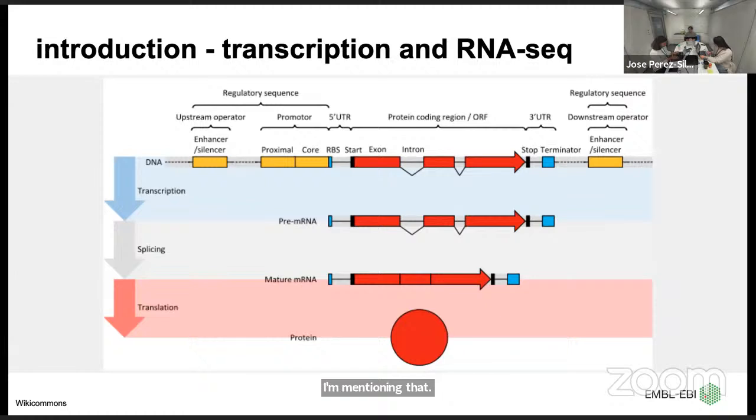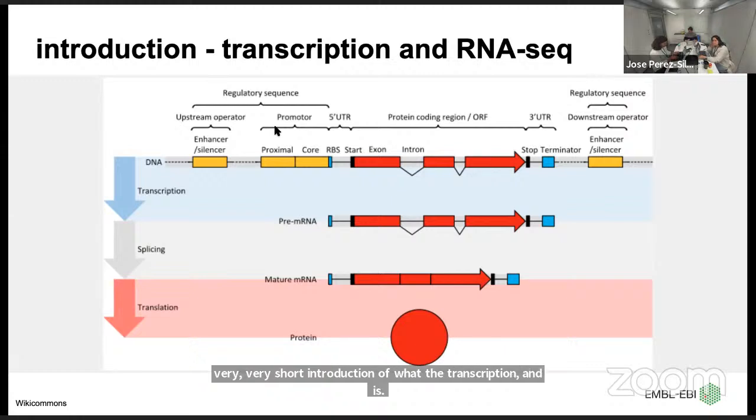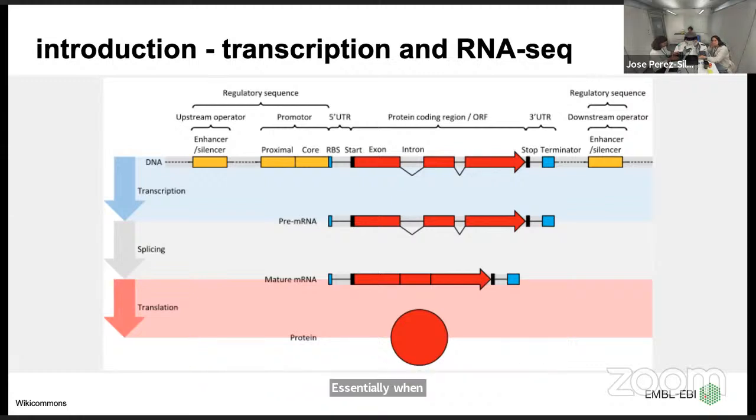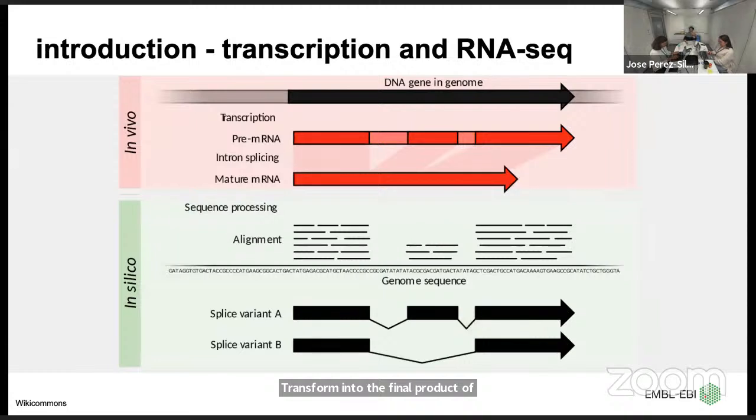So I don't want to waste much time here, but just in case someone is from more of a computational background, a very short introduction of what transcription and RNA-seq is. Essentially, all the biological information is packed into our genome, which is read and transcribed into messengers that eventually get processed and transformed into the final product of our genome, which is going to be proteins. Very briefly, again.